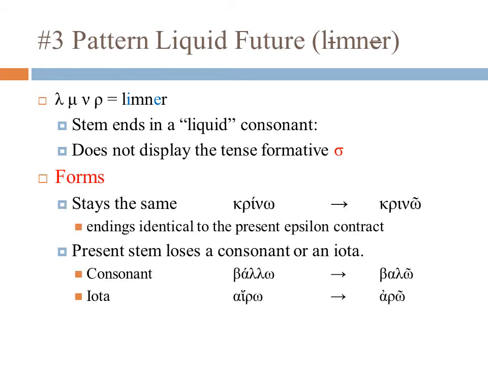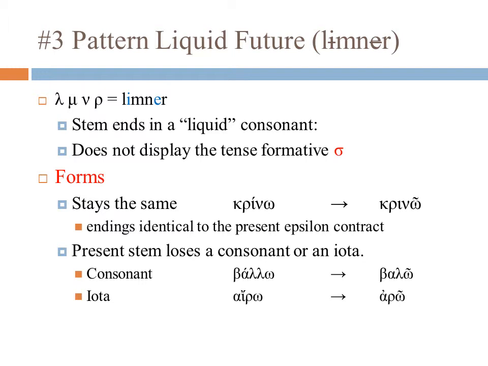So let's look at the forms. The first one stays the same. Krino is to judge. Its future is krino, and you'll notice that the accent has moved over, and krino in all of its forms will look identical to an epsilon contract verb. That's one way you're going to know it. You're going to look at it, you're going to say, this comes from krineo, because it is identical to an epsilon contract, but it is krino. So the present endings and the future endings are absolutely identical.